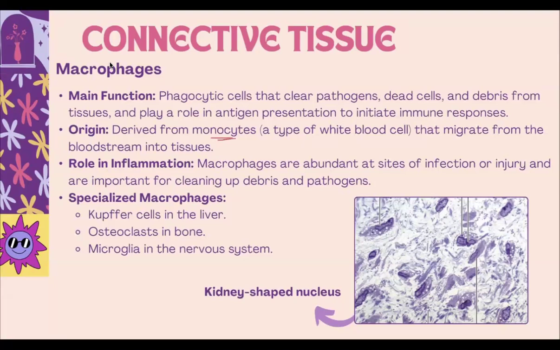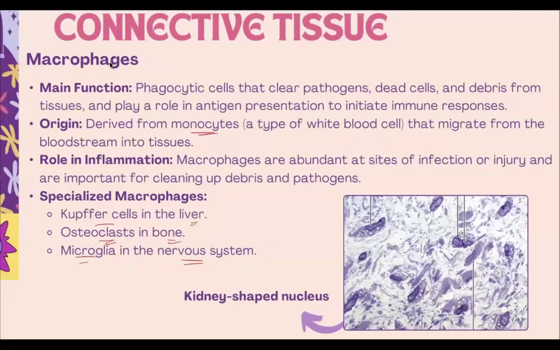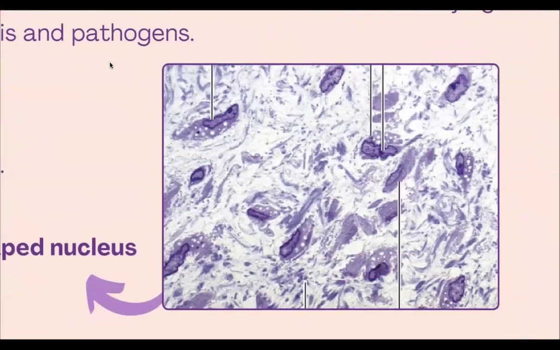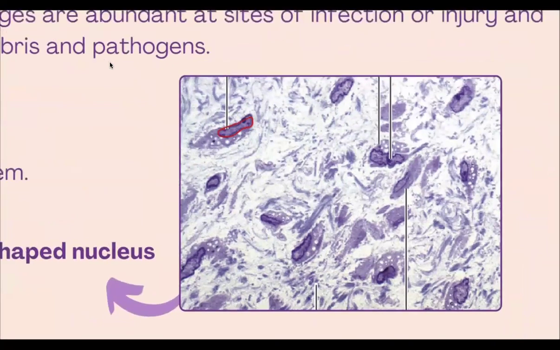And then it's good to know some names. When macrophages go into their distinctive places, they have a different name. In the nervous system, they're called microglia. In the bone, they're called osteoclasts. And in the liver, they're called Kupffer cells. If you look closely, these are the macrophages, and their nucleus looks kidney-shaped. The best example would be this one over here: a kidney-shaped nucleus with a nucleolus in the center as well.